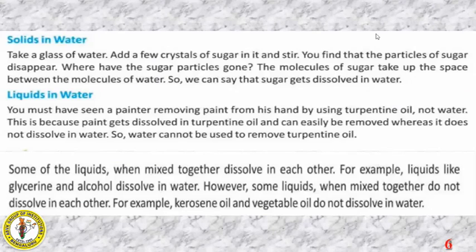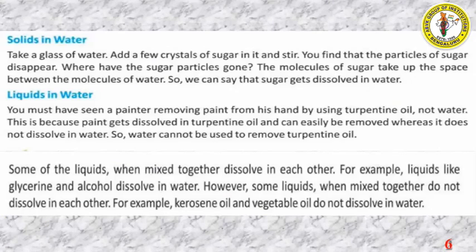Next you have solids in water. Take a glass of water, add a few crystals of sugar in it and stir. You find that particles of sugar disappear. Where have the sugar particles gone? The molecules of sugar take up the space between the molecules of water, so we can say that sugar gets dissolved in water. So what do you mean by solids in water? What happens when solids get dissolved or mixed with water?